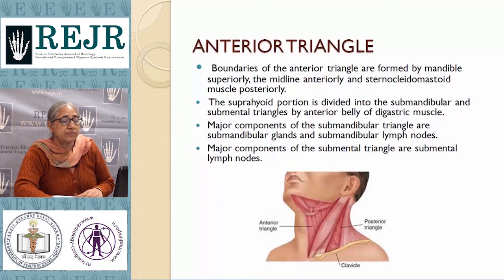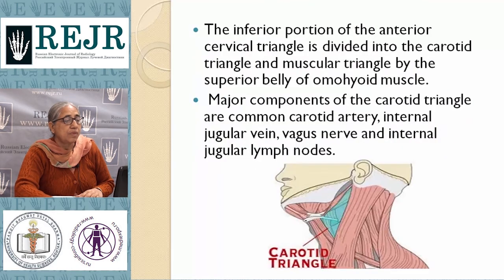Major components of the submandibular triangle are submandibular glands and submandibular lymph nodes. Major components of the submental triangle are submental lymph nodes. The inferior portion of the anterior cervical triangle is further divided into the carotid triangle and the muscular triangle by the superior belly of the omohyoid muscle.